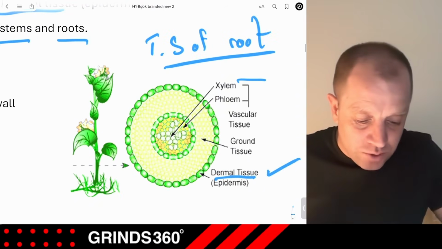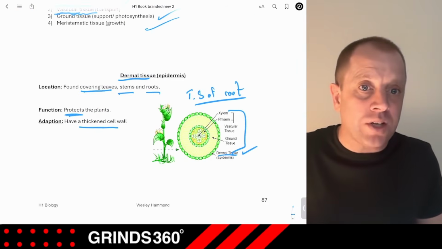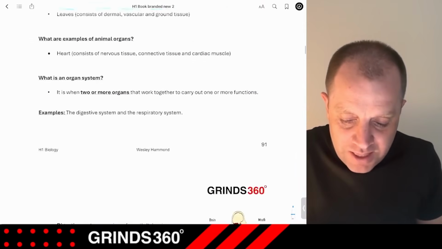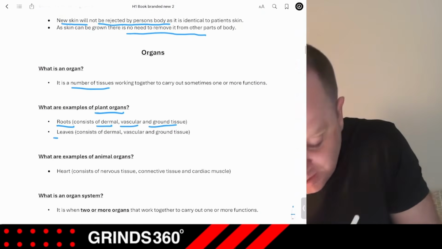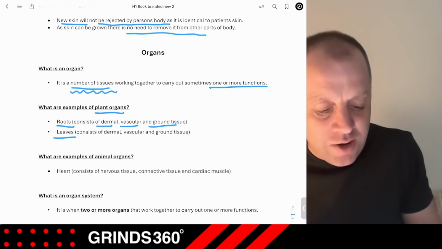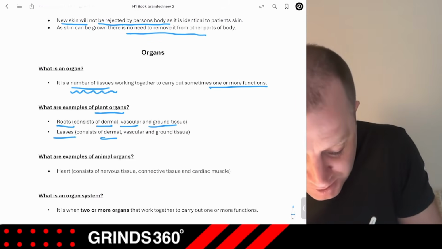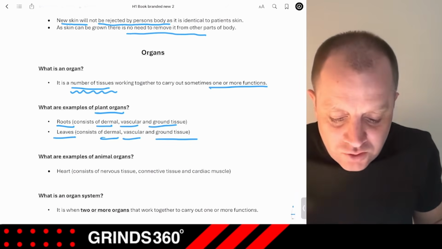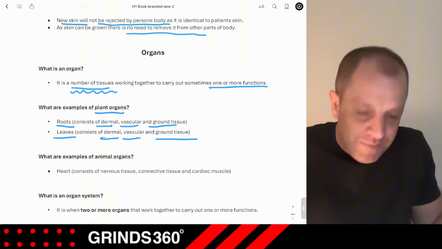Look, there's the root, and see all the tissues that make up that organ of the root. So that's why the root is an organ. If you look at the second plant organ, the leaf is an organ because it's also made up of a number of tissues that carry out one or more functions. So the leaves are made up of dermal tissue, vascular tissue, and ground tissue. They all carry out different functions. So that means the leaf is an organ.